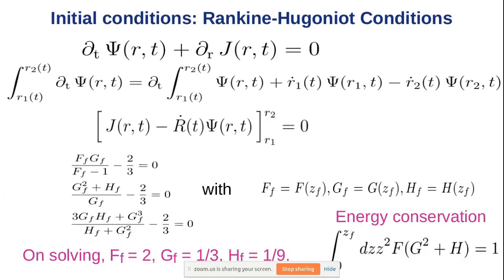In terms of dimensionless variables, one gets the integral from 0 to ZF of dz z square times f into g square plus h, equal to 1. So basically, we start with a random value of ZF, take FF, GF, HF, solve the ODEs, then check the energy conservation, whether it's 1 or not. If it is not 1, you have to take another ZF. So it's an iterative method to find ZF. In the end, the error was like 10 power minus 2 percent, we got 1.0002 or something. So it is good enough, satisfactory.